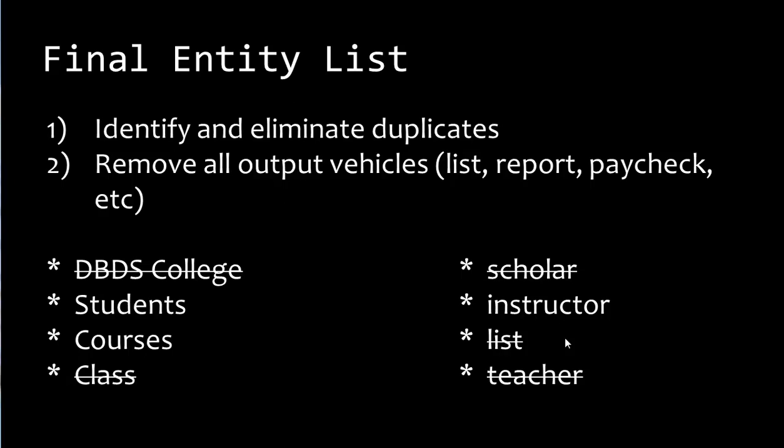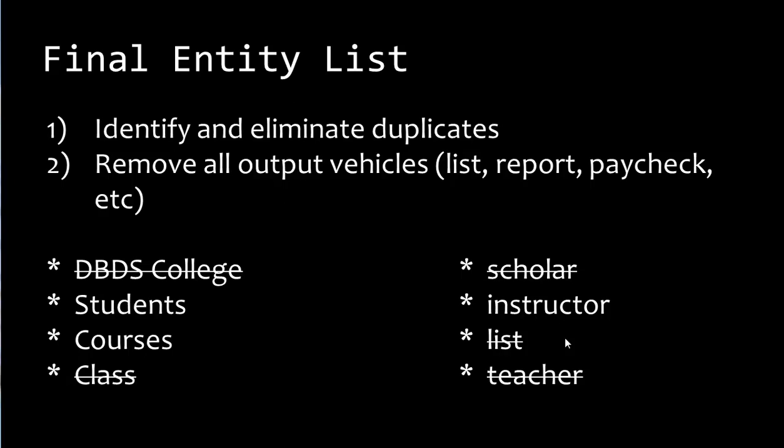Another rule: remove all output vehicles, lists, reports, paychecks, etc. Why are we doing that? Well, in a sense, the output list is the output of the data. So if we actually think about a database, we're not going to store information pertaining to output vehicles. So with that said, remove those from our list.